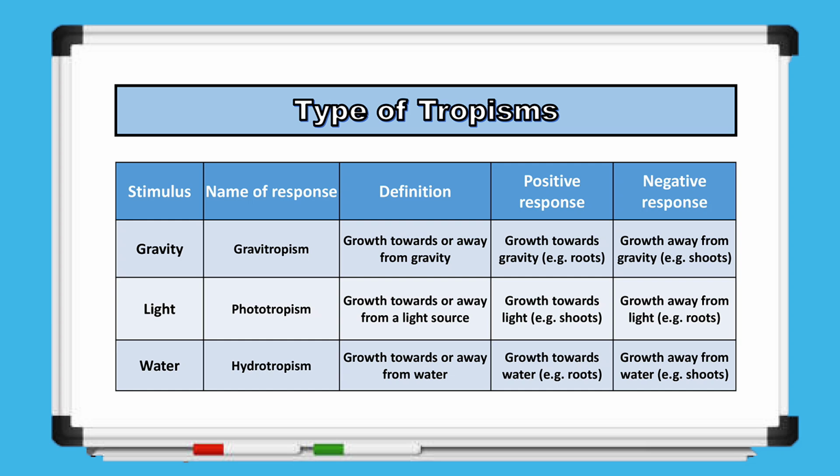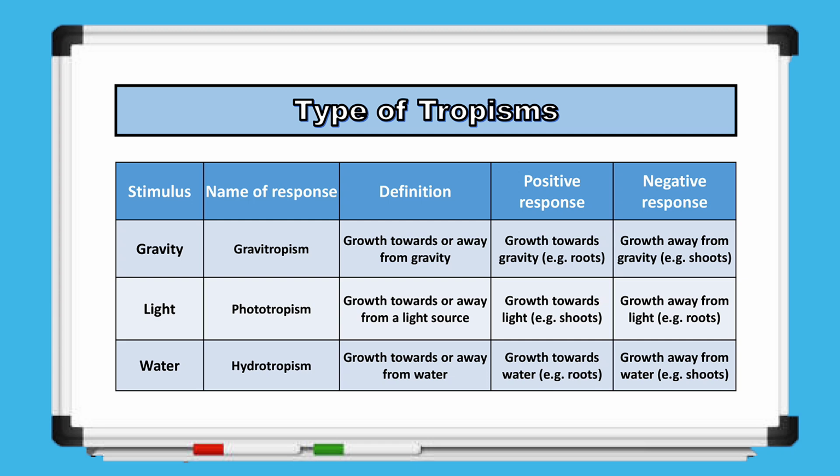Phototropism is a plant's response to light. Shoots show positive phototropism by growing toward light, allowing the plant to carry out photosynthesis efficiently. Roots usually grow away from light, showing negative phototropism, keeping them in the soil. The stimulus here is light, and the effect is that shoots bend toward the light source while roots grow in the opposite direction.